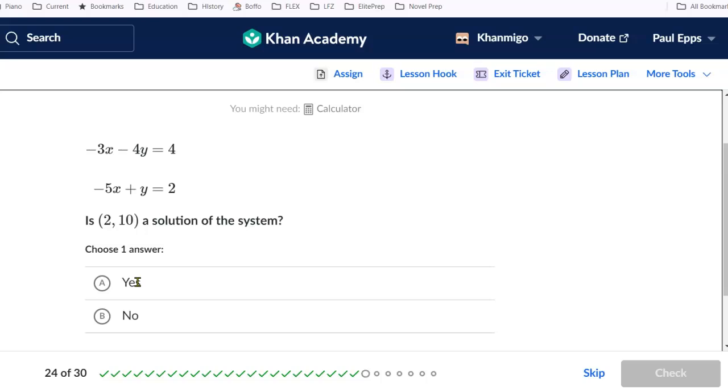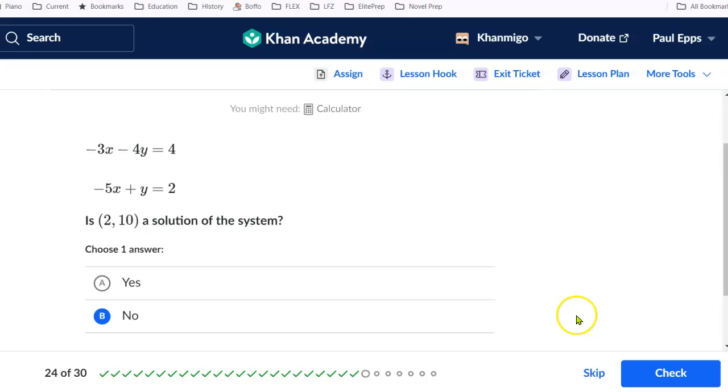Is (2, 10) a solution of the system? Well, I don't know. An easy way to do it is just to plug it in. So I plug it in at the first one. We have negative 6 minus 40. So no, it's not a solution of the system.